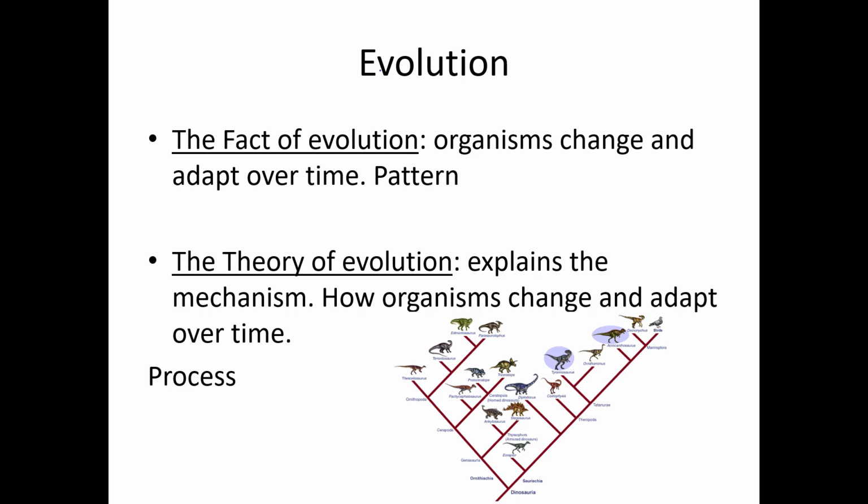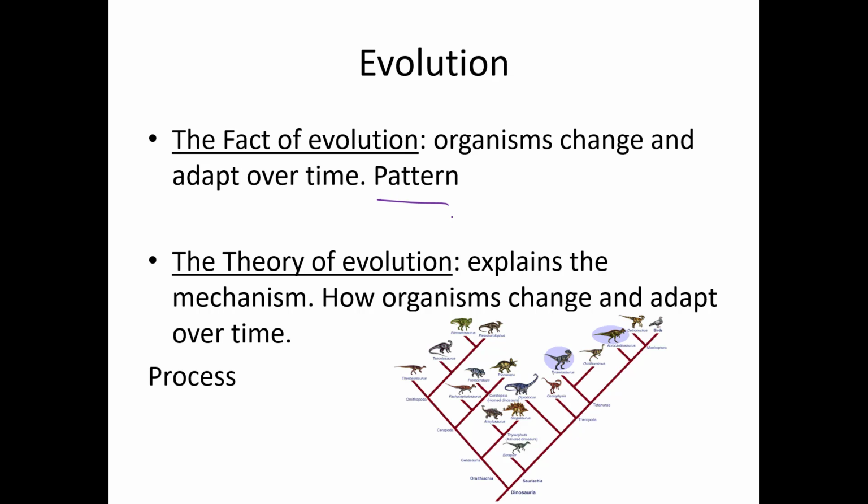So when we look at this idea of evolution, we can look at it from two perspectives. First of all, there's the fact of evolution. The fact or the pattern, same thing. Organisms change and adapt over time. We can see the results of that in the adaptations of living species. We can see that it has happened. We can go back to the fossil record and see that things have changed. There's a pattern to it. That's the fact of evolution, the pattern.